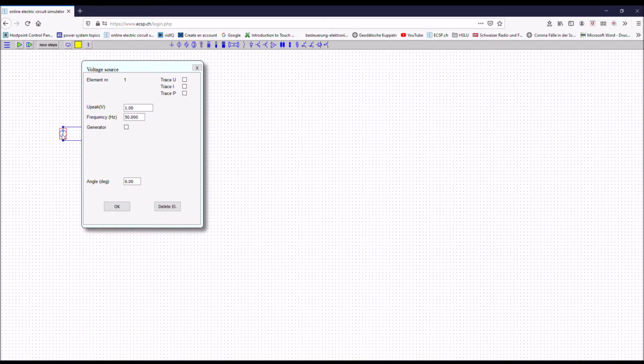Here we have a single phase voltage source connected to a resistor. If I double click, I get the entry mask, and let's say I can adjust my source to 100 volts. I can watch the voltage, the current and the power. Let's see what happens.